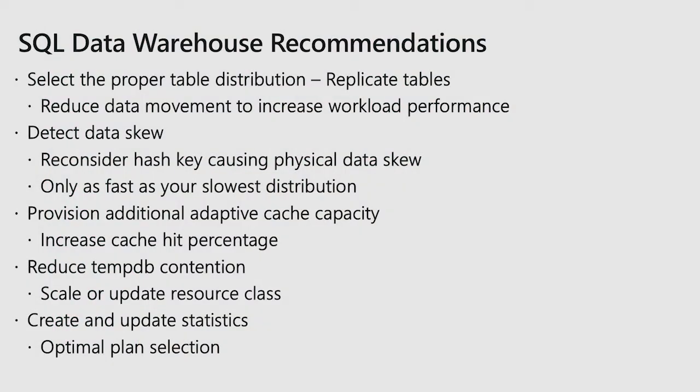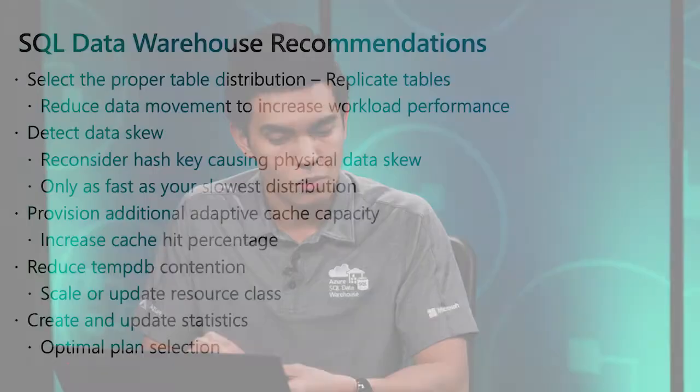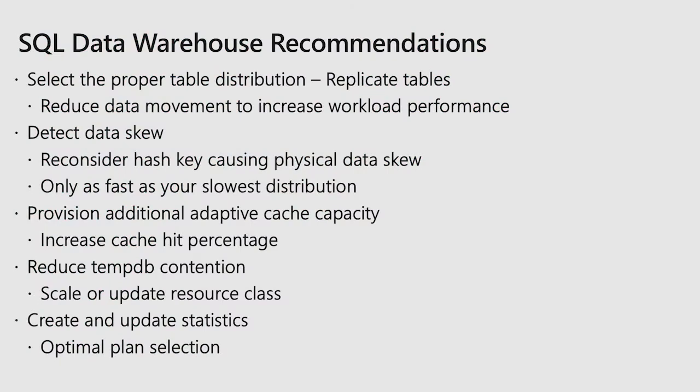The third recommendation we provide customers is to provision additional adaptive cache capacity for Gen 2. A best practice around Gen 2 is ensuring you have enough cache capacity for your workload. So we surface 2 metrics today in the Azure portal. One is cache hit percentage and one is cache use percentage. Once we see a cache use percentage hitting near 100% and cache hit degrading over time, you know that you should scale up to increase cache capacity for your working set. So we also surface that recommendation in the Azure portal.